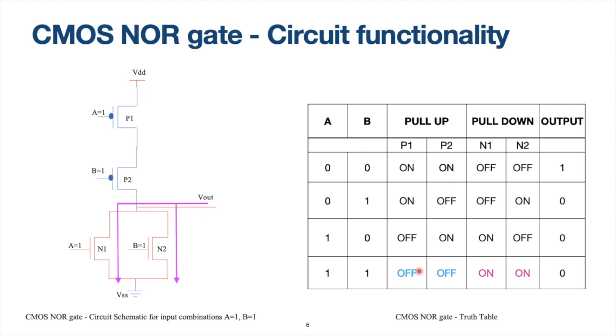Your transistor P1 is off, P2 is off. Therefore, there is no path from VDD to Vout. On the other hand, your transistor N1 is on and N2 is on as well. So, your Vout completely discharges to ground, leading to an output of 0. So, for the input combination 1,1, your output should be 0. It is verified. Therefore, we have verified all four possible combinations of 0,0, 0,1, 1,0 and 1,1.